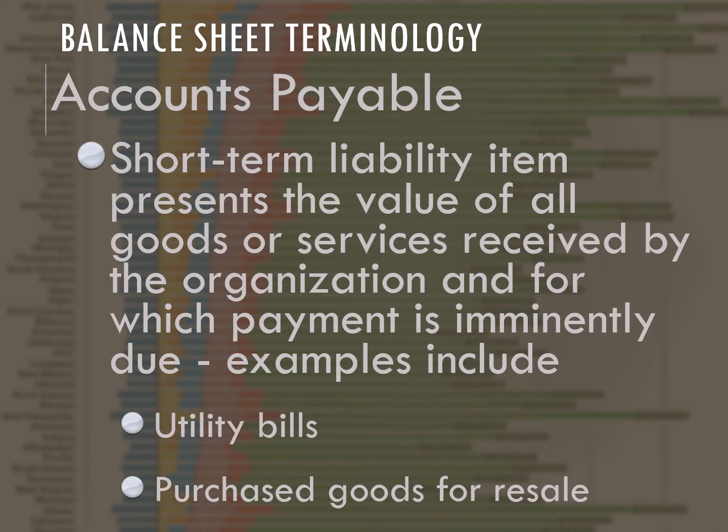Accounts payable. These are short-term liability items, and they are presented with the value of goods or services received by the organization in which payment is immediately due or imminently due. So good examples of these include utilities or purchased goods that you're going to resell.